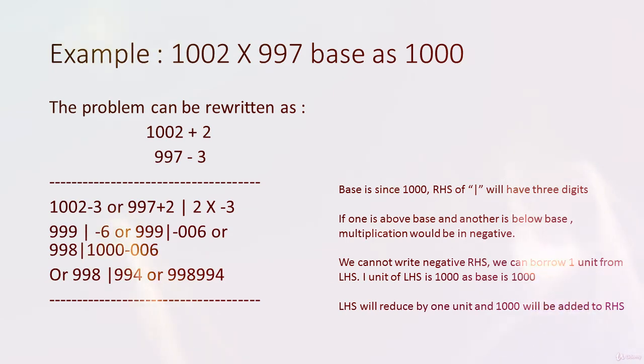We will borrow 1 from the left hand side portion. The left hand side portion will become 998, and when the 1 comes to the right hand side, it will get multiplied by the base, that is 1000. So 1000 minus 6 is 994. Our answer is 998,994.